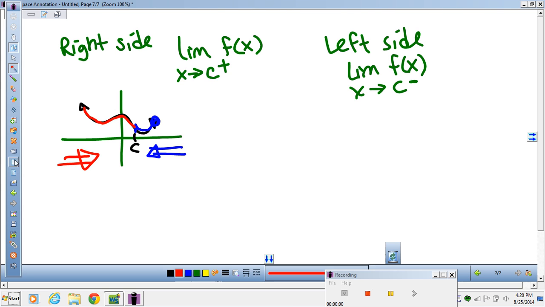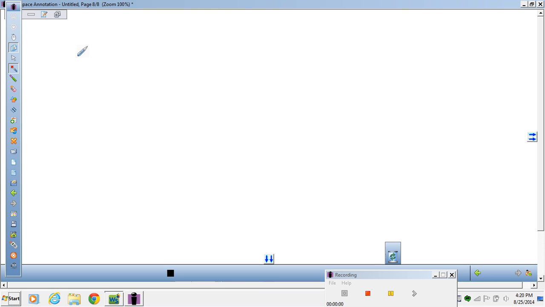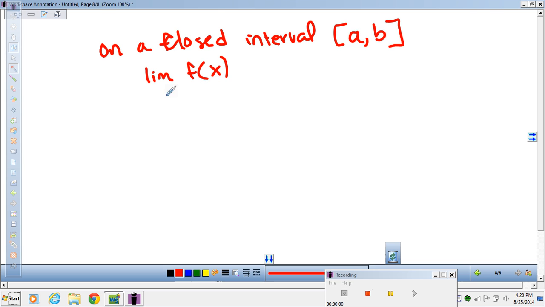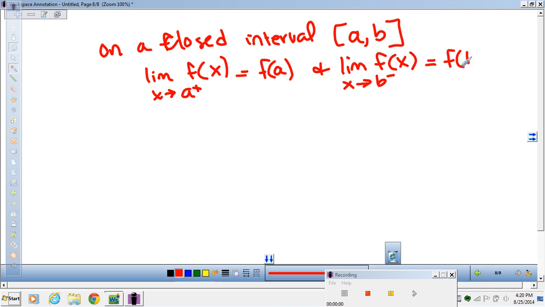So like I said, one-sided limit allows us to define continuity. So the definition of continuity is such that, on a closed interval, a to b, it says that the limit of f of x as x approaches a from the right is equal to f of a, and the limit of f of x as x approaches b from the left is equal to f of b.